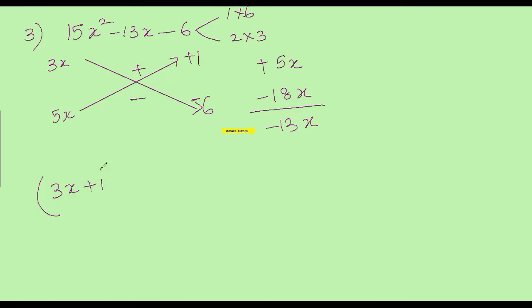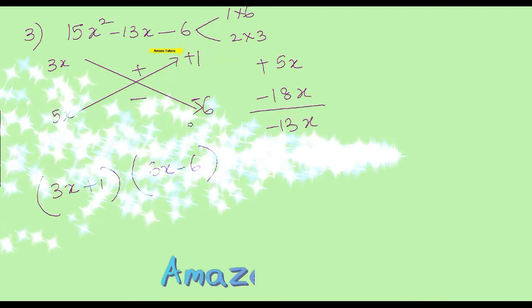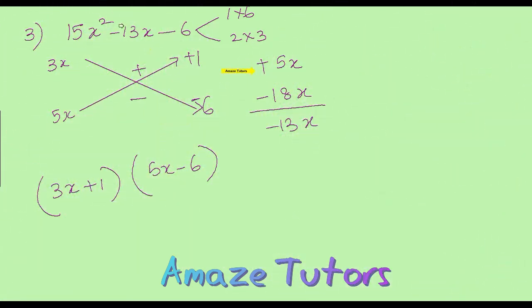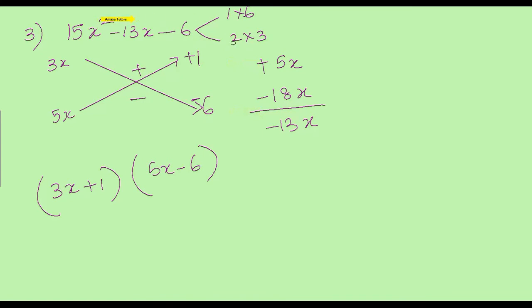3x plus 1, 5x minus 6 are the two factors. If you want, you can check it by expanding the brackets. So now, as the first pair itself worked for you, we didn't go for the other pair. But in any question, if one of the pair doesn't work, if it is not giving us the middle term by adding or subtracting, no issues at all. Go for the next pair and check them.